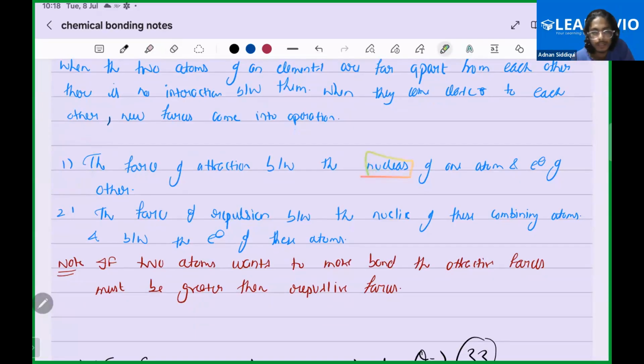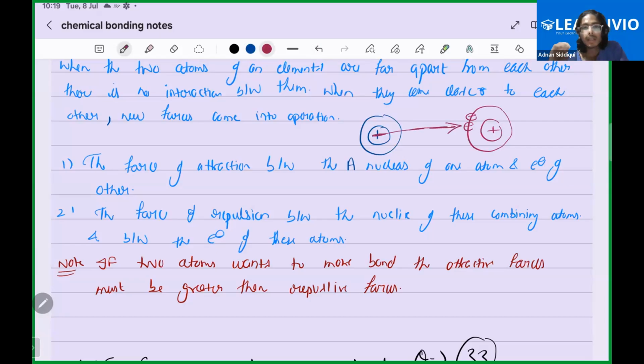between two atoms. The first atom's nucleus and the other atom's electron. Suppose this is my first atom, this is my A, right? It has its own nuclear charge. This nucleus will exert some attractive forces, and this other atom which is coming closer has electrons. So this nucleus will attract the electrons from the other atom.